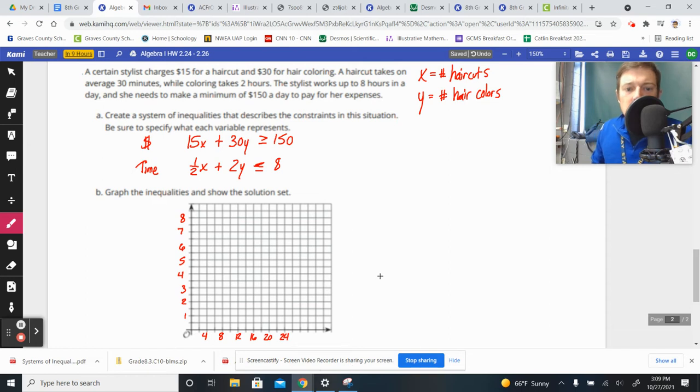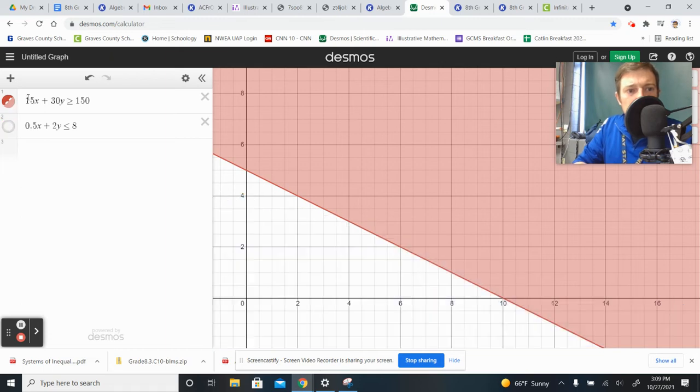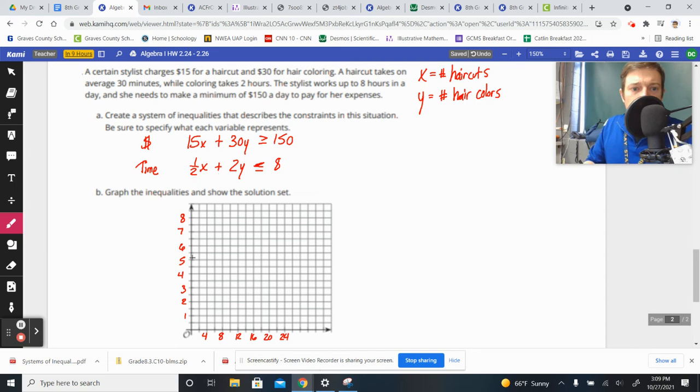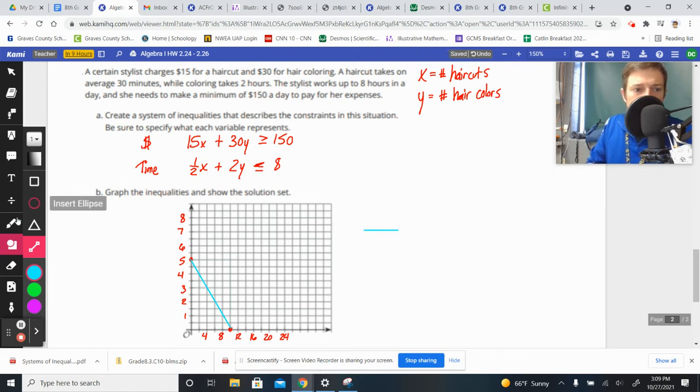Plenty of space. Okay, so let's graph the first one. Let's just do the money. The money looks like it intersects at 5 on the y-intercept and 10 on the bottom. So 5 and 10. So at 5 and here's 10, we've got that one intersecting there. So this line represents money.